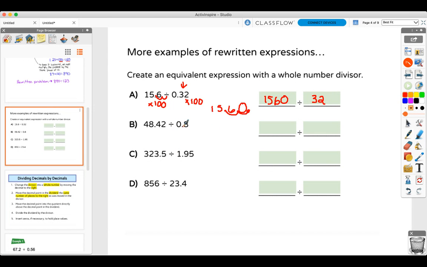Question number B, 0.8, that's your divisor. And there is one digit after the decimal place, so this time you're multiplying by 10. 0.8 multiplied by 10, move the decimal place 1, is going to be 8. Now you're doing the same thing, multiplying by 10. You're going to move the decimal place over to the right one because the number is going to get bigger. So it's going to be 484.2.